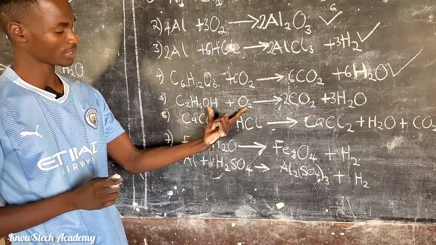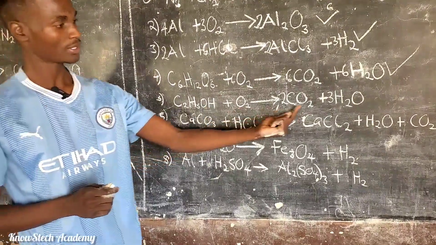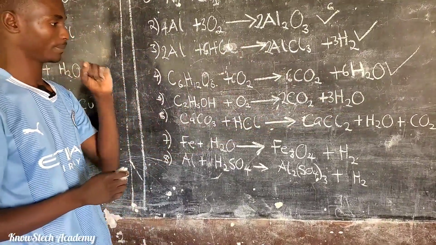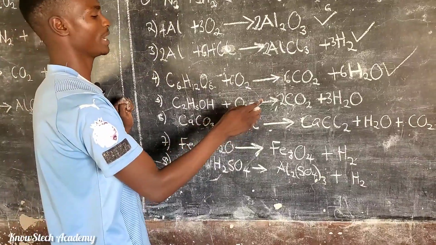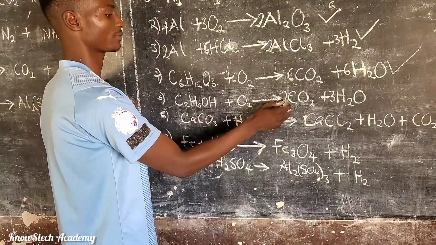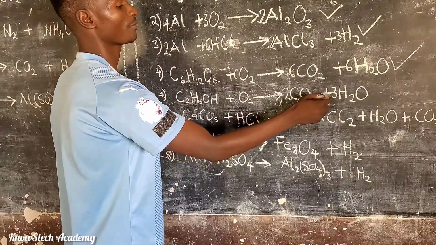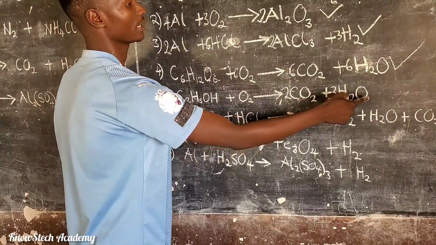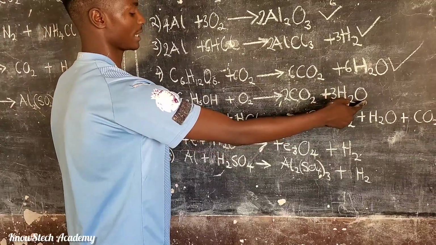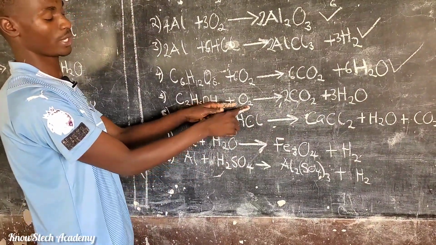How many atoms of oxygen do we have on the reactant side? 1. How about here? 3 also. Bear in mind the coefficient. So we have 2 times 2, 4 plus 3, 7. So we have 7 this side. Then this side we have a 2 here.